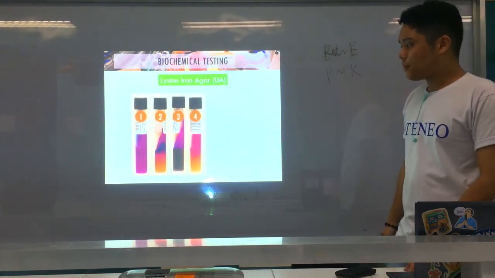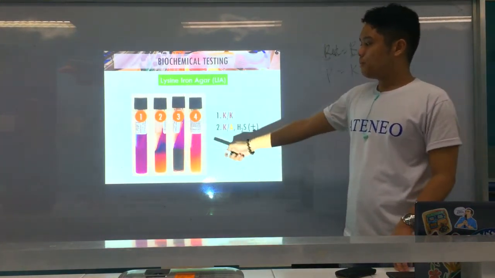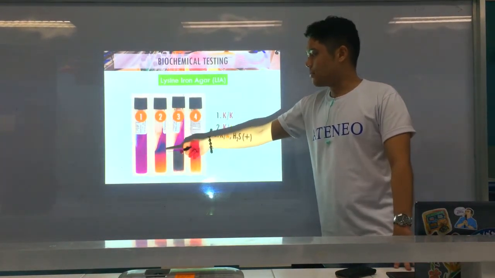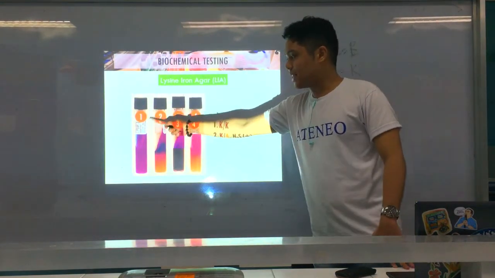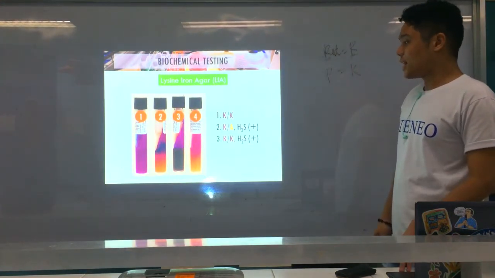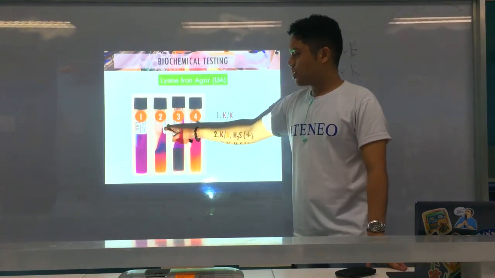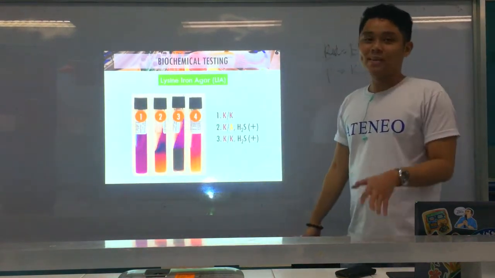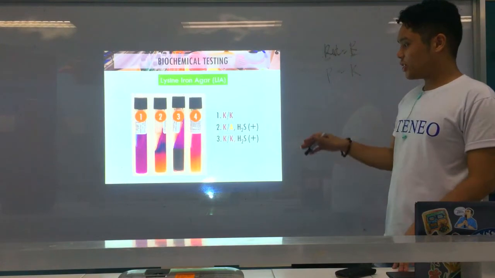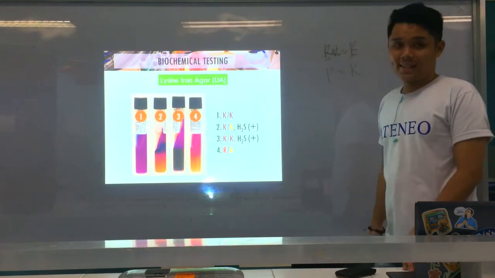So here's example number 1. That's K over K. Number 2, purple, K over A. So number 2 is decarboxylase negative, and number 1 is deaminase negative, decarboxylase positive. Number 3 is K over K, H2S positive, as you can see there is blackening. Number 4, I don't know if the red is clear, but yes, it's red, R over A.